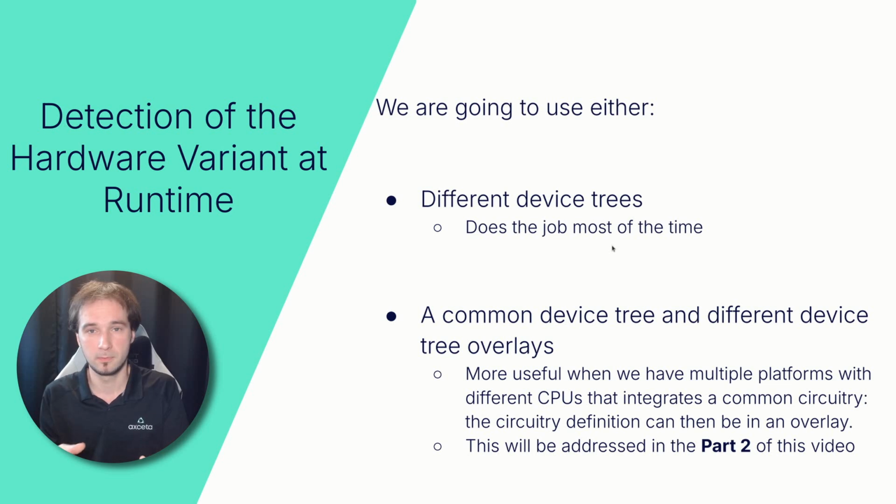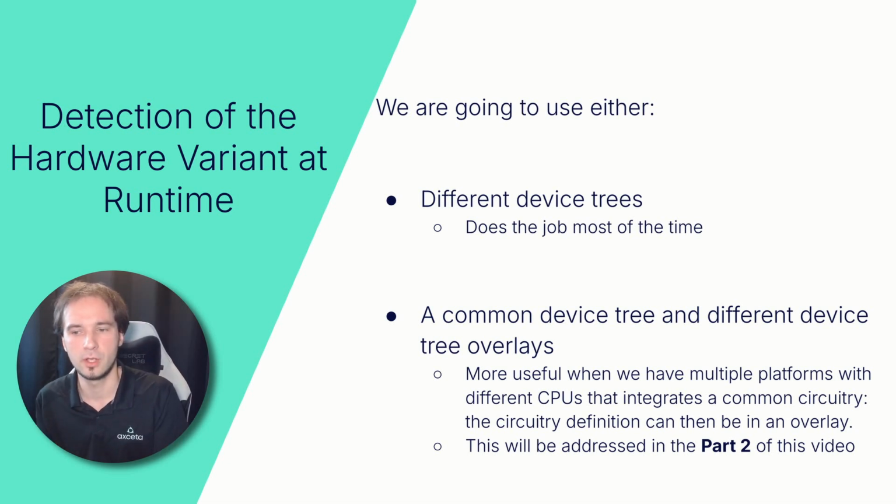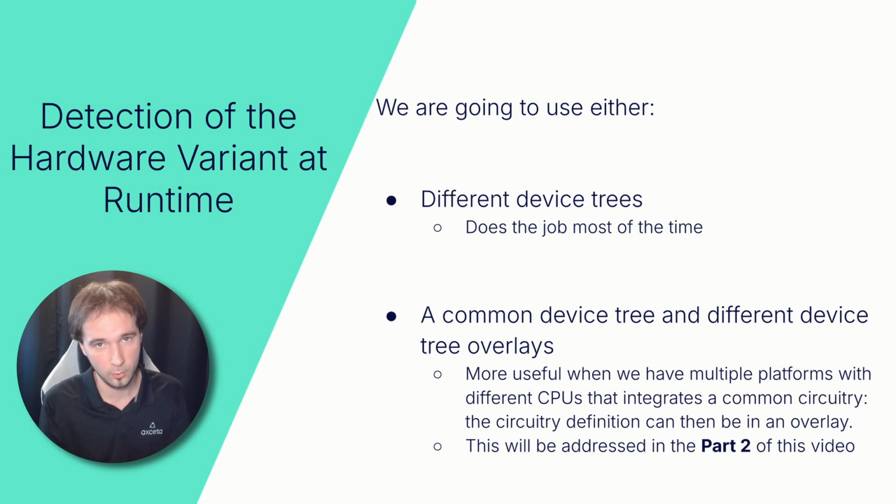So, more precisely, in our case, we're going to use different device trees. Device trees can be organized in a hierarchical way so that you don't duplicate code between the variants, and you only add little parts of device trees depending on the hardware variant you're running on. There is another option that could use a common device tree for both variants and different device tree overlays to enable specific features on either one variant or the other.